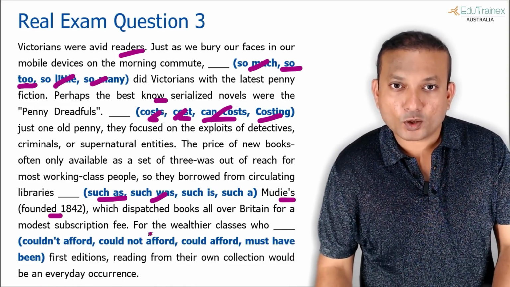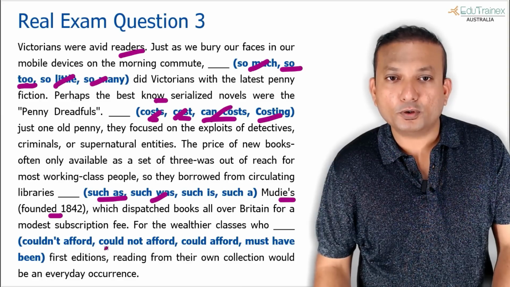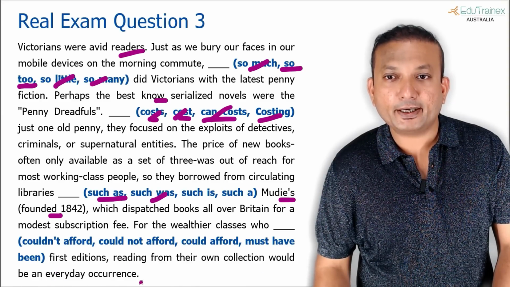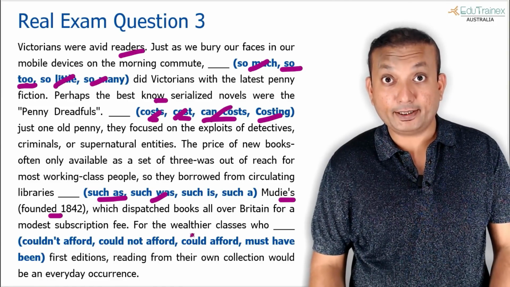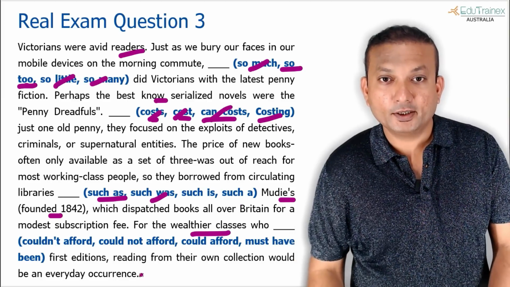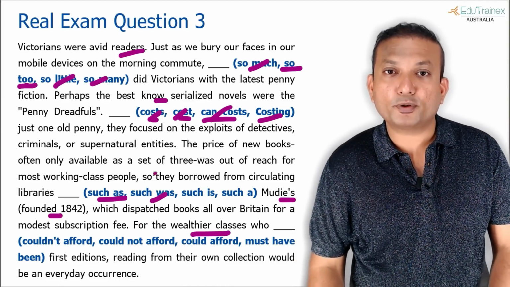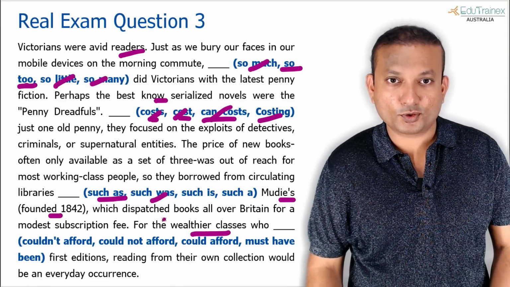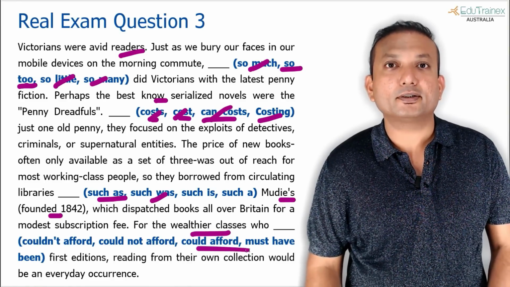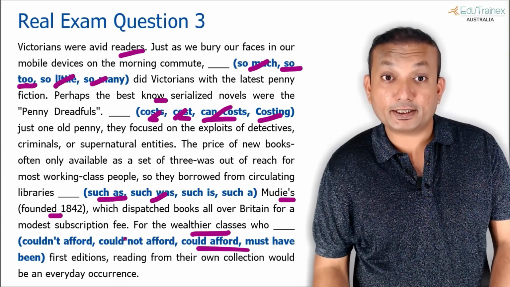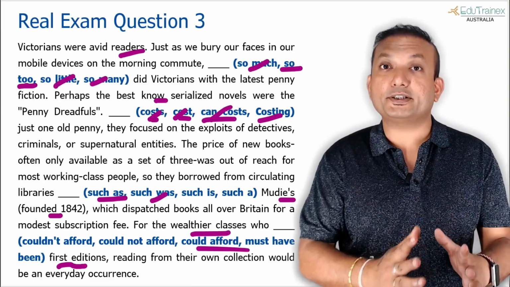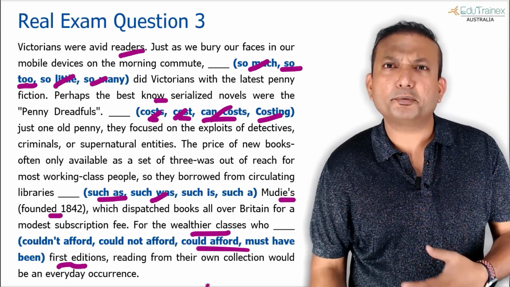The last one: for the wealthier classes who dash first editions, reading from their own collection would be an everyday occurrence. Wealthier classes, okay, who have a lot of money, right? So they can buy the books. They don't need such libraries. So for the wealthier classes who could afford first editions, because first editions of the books are very, very costly, right? First editions. Reading from their own collection would be an everyday occurrence.